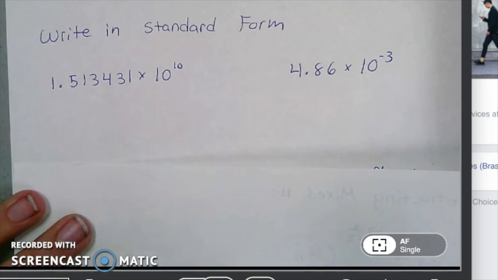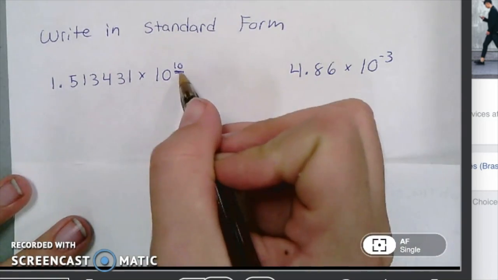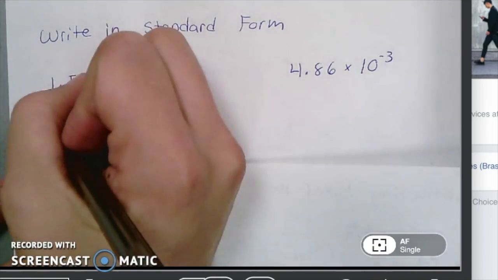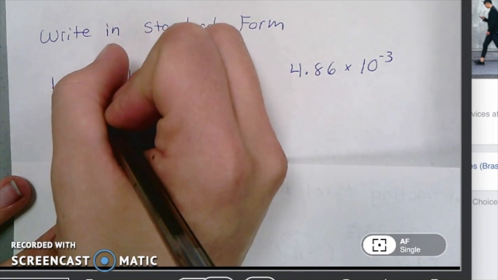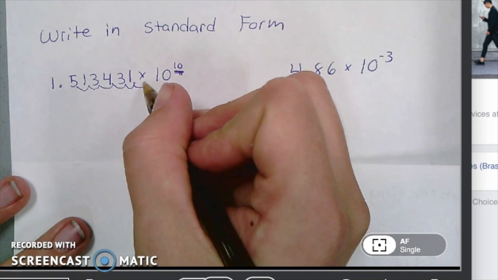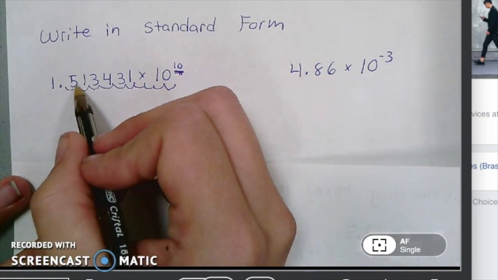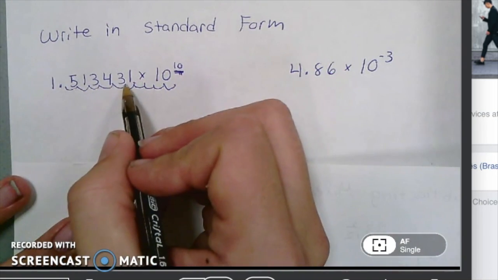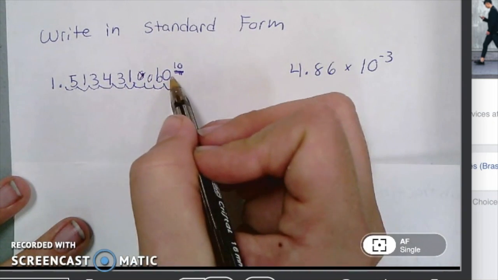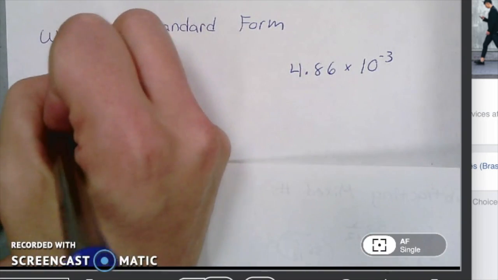What about some practice going to standard form? So we want to move it 10 spaces and I want my number to be big. So I'm going to bring my decimal 10 spaces this way. So 1, 2, 3, 4, 5, 6, 7, 8, 9, 10. Double check it. 1, 2, 3, 4, 5, 6, 7, 8, 9, 10. So I need to add 1, 2, 3, 4 zeros to the end of this.